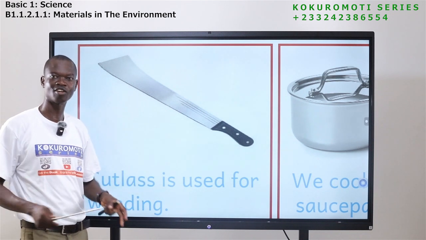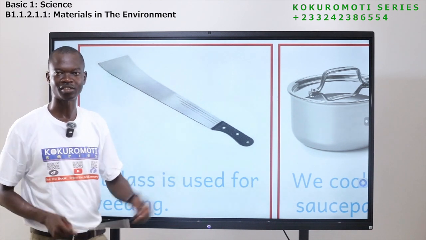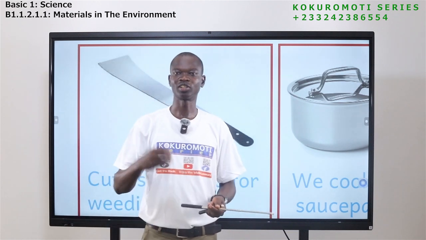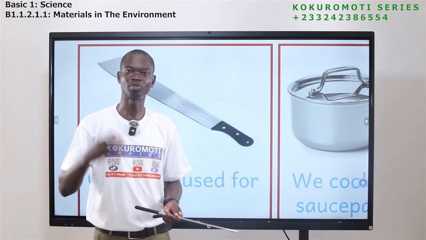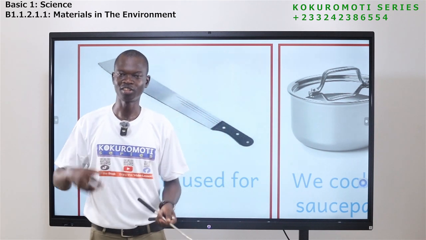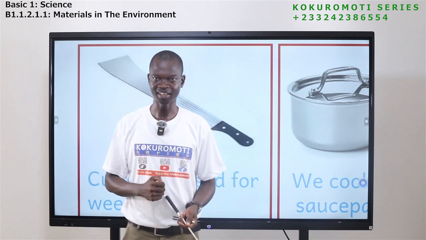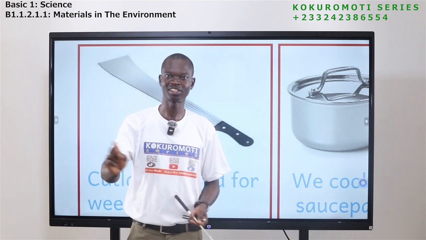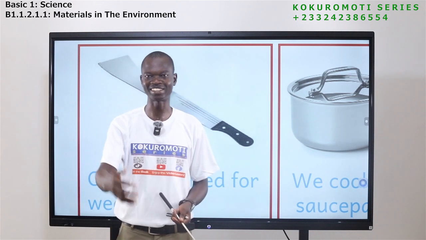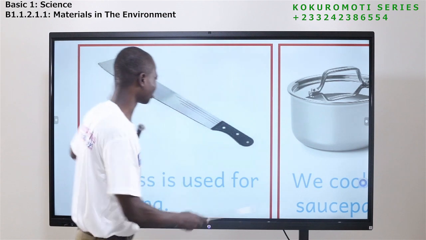All objects were made from what? Materials. So just look around. Tell me one object that you can see, and then tell me what materials were used to make that object. So the materials that we have mentioned, which of them were used to make the object that you see? So your phone, the screen of your phone, what material was used to make it? Glass. Do you get it? Okay, so now let's continue.